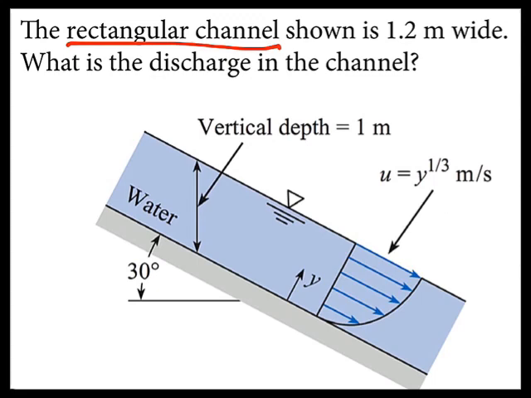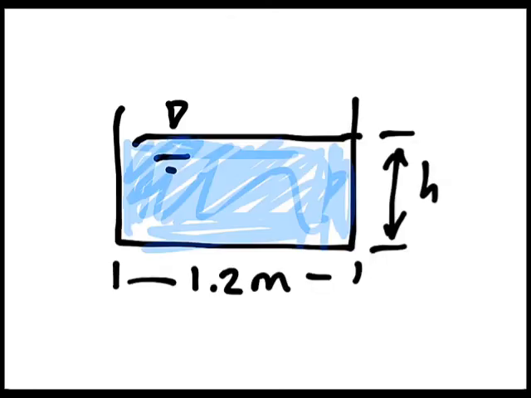Rectangular channel means that if I were to cut across this section and look in this direction, I would see a rectangular channel. The shape looks like this. This dimension is 1.2 meters, and the height h is less than 1 meter.